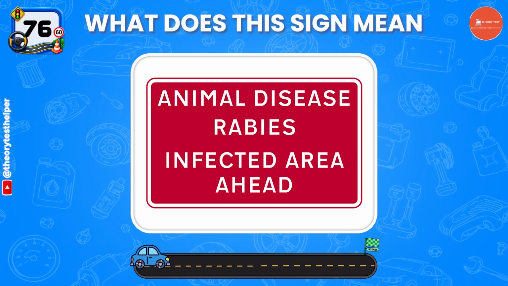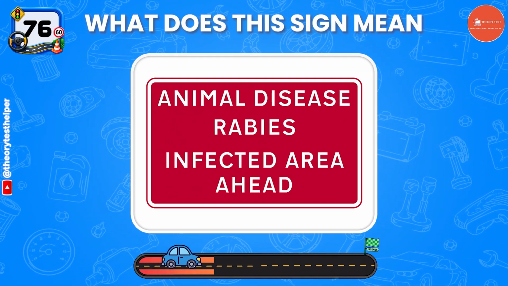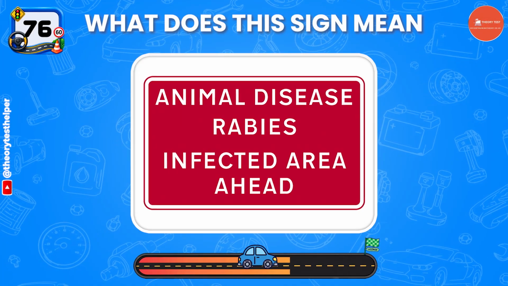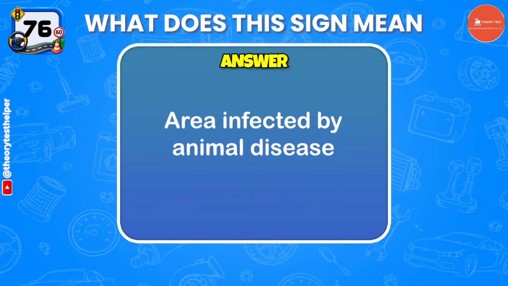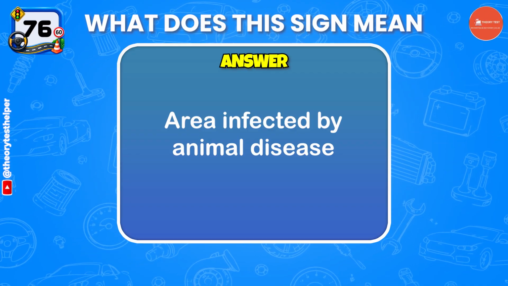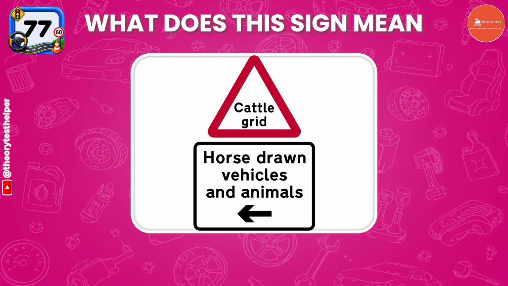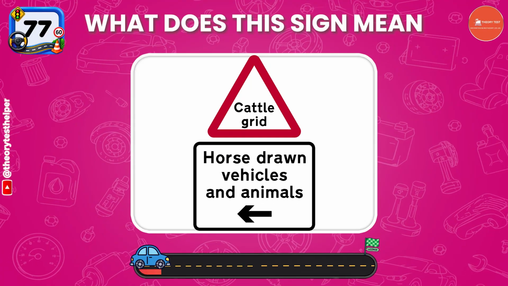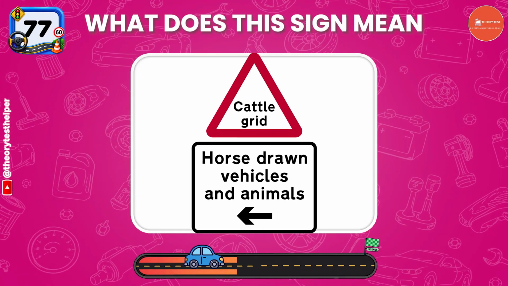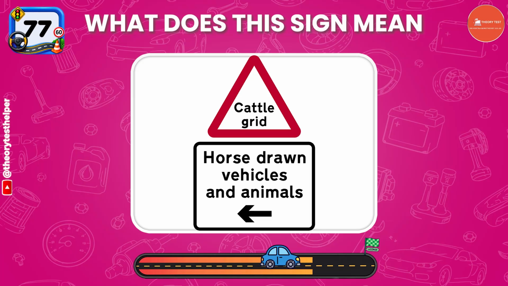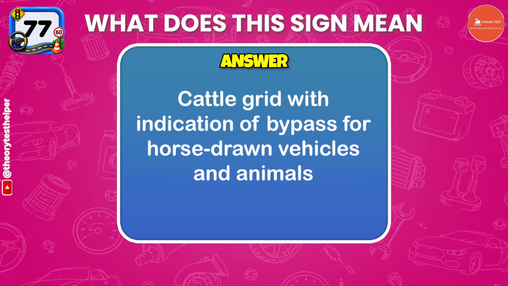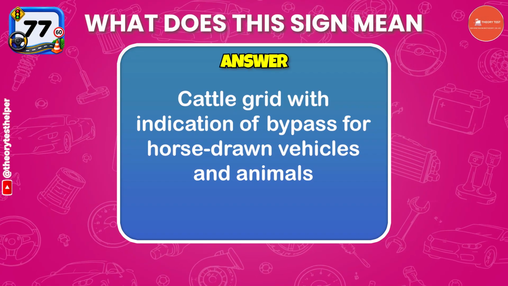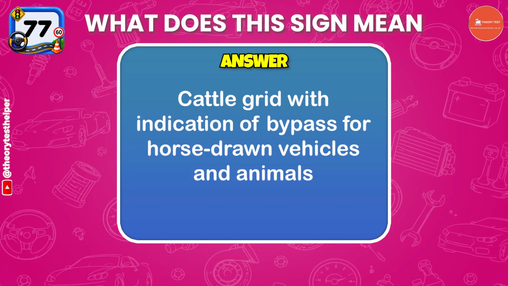What biosecurity control sign is this? Area infected by animal disease. What metallic structure is built into the road surface? Cattle grid with indication of bypass for horse-drawn vehicles and animals.